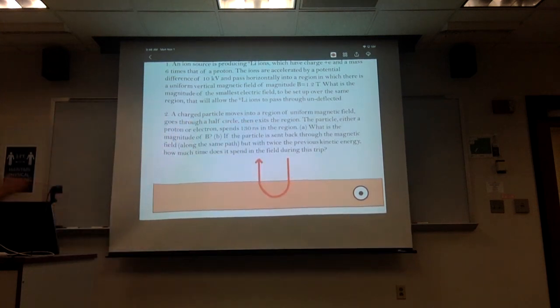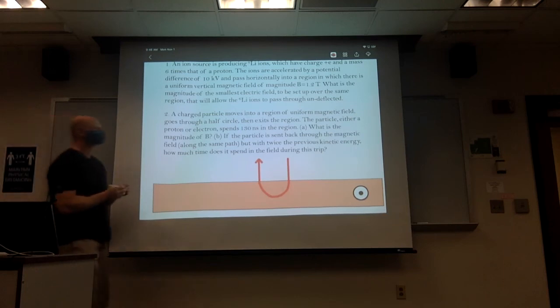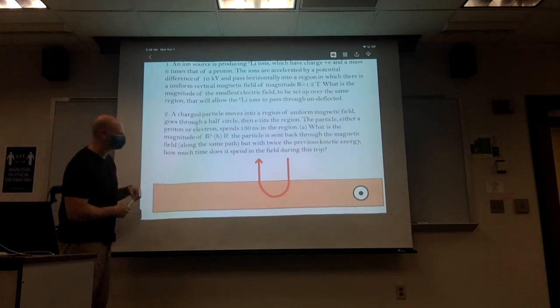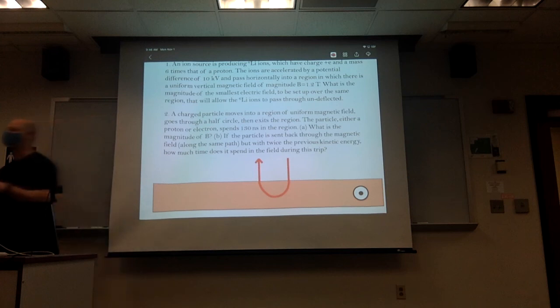Then part B, we want to know if the particle is sent back through with a magnetic field the same, but twice the previous amount of kinetic energy, how much time does it spend inside of the region? So we're keeping the magnetic field the same, but we're increasing the kinetic energy by a factor of 2, which means you're increasing the velocity by a factor of the square root of 2. How much time does it spend inside of the magnetic field region? The answer is 130 nanoseconds. It's exactly the same amount of time, regardless of how fast it's going.